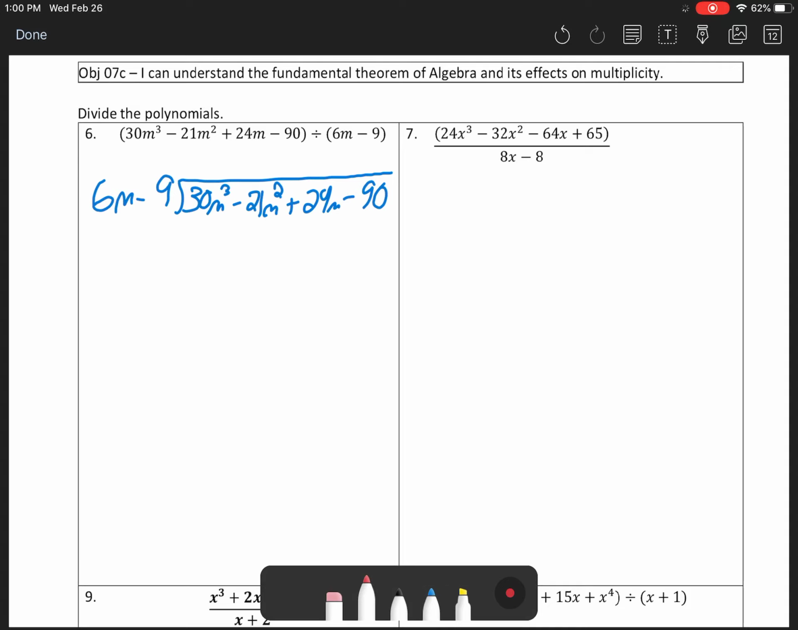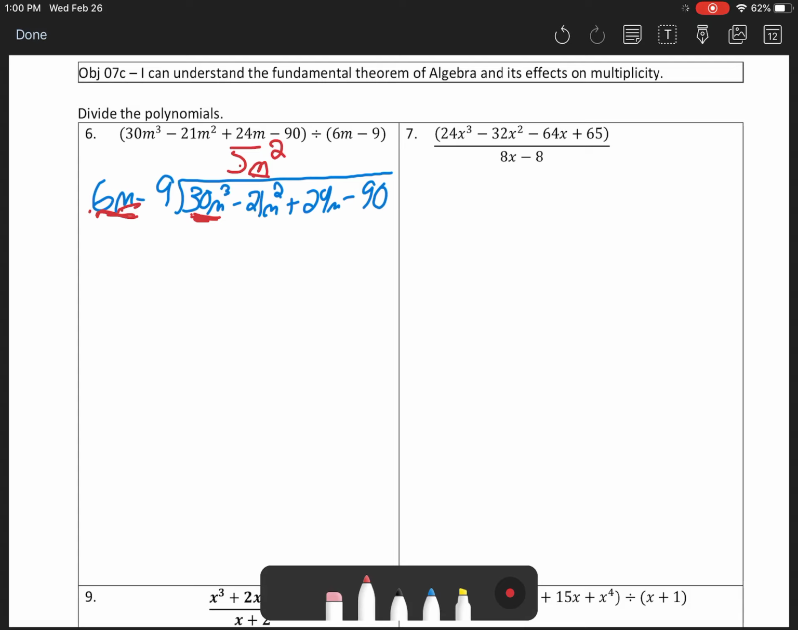Okay. So first thing I do is I say, how many times does 6 times what would give me 30? So this is going to be 6 times 5. Okay, and then I have 1m here, so I need to have 2 m's to give me, so 6 times 5 is 30, m times m squared is going to be m cubed. Okay, so that's the first thing I do, is I divide 30m cubed by 6m.